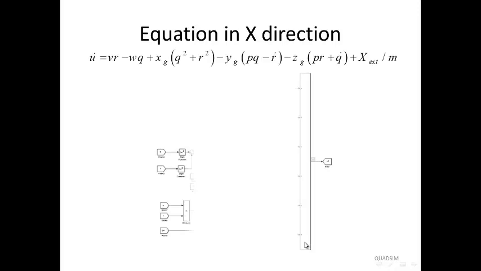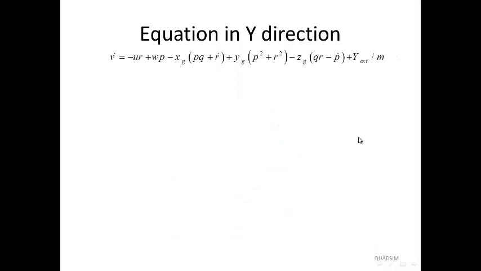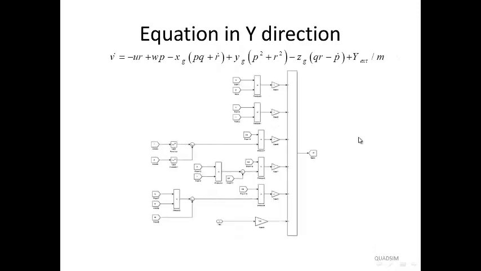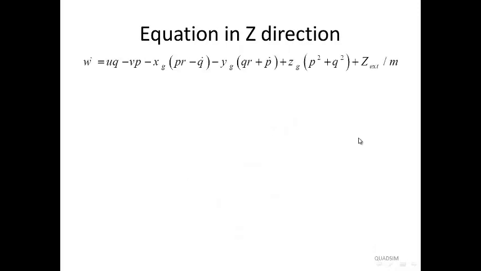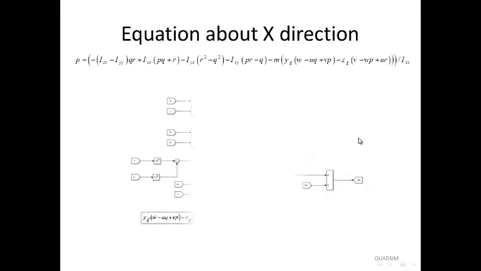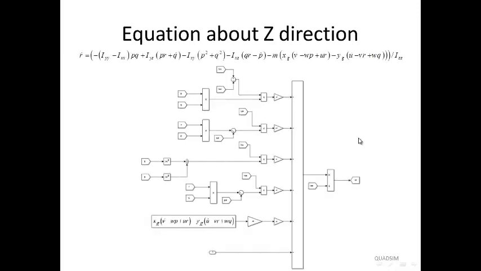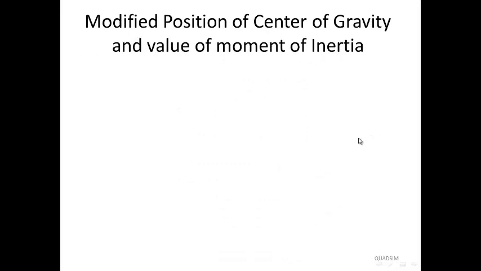The equation in x direction, you can see this formula with the Simulink. Y direction is here with Simulink, z direction is here with Simulink. About x direction and about y direction and about z direction. But what about the modified position of center of gravity and value of moment of inertia?